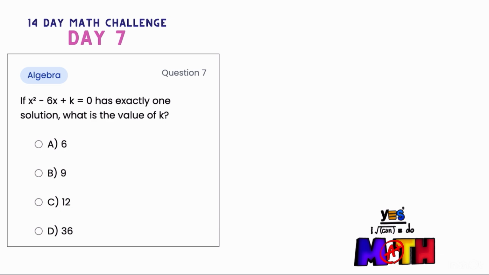If x squared minus 6x plus k equals 0 has exactly one solution, what is the value of k? Try it on your own, press pause, and then play when you're ready for the solution.